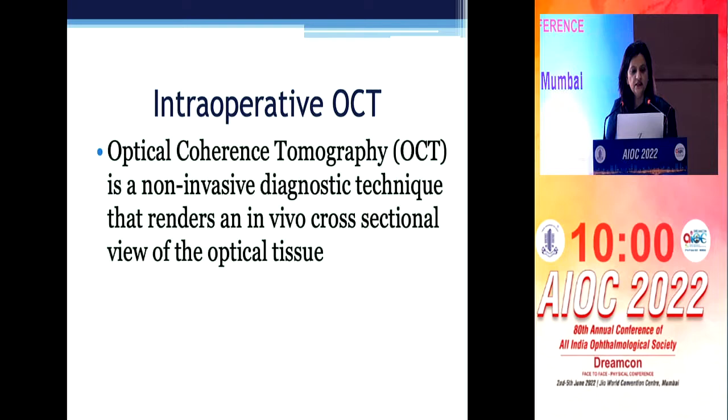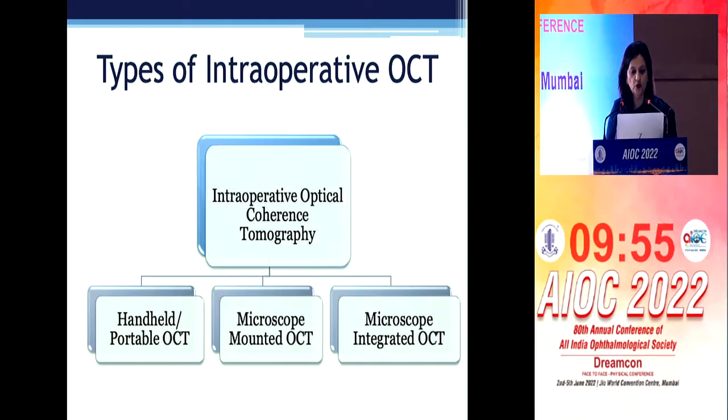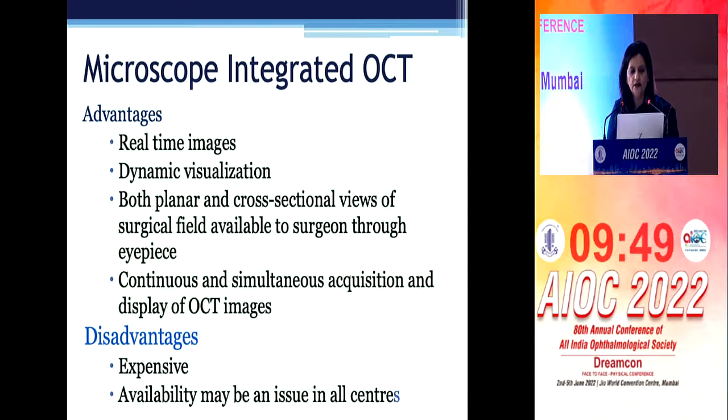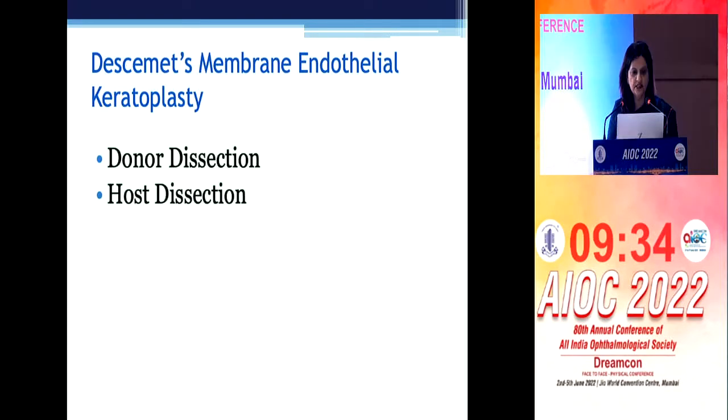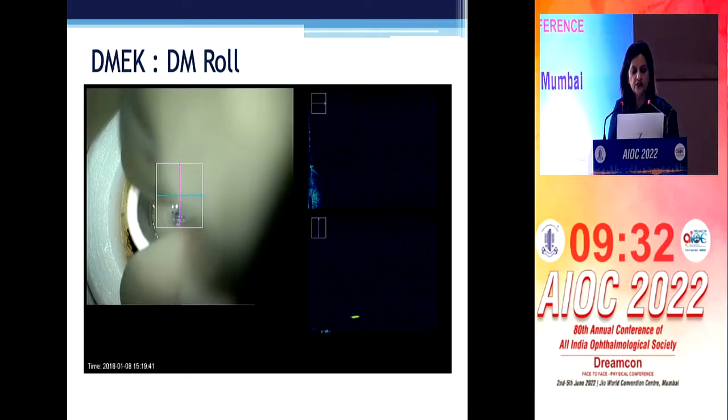OCT is a non-invasive diagnostic technique which renders an in vivo cross-sectional view of the optical tissue. And we have microscope integrated OCT, and I am going to be talking about that. The advantages are that it gives you real-time images, dynamic visualization, and continuous and simultaneous acquisition and display of OCT images. But of course, the flip side is that it is expensive and it may not be available at all centers. So you do the donor dissection and the host dissection.